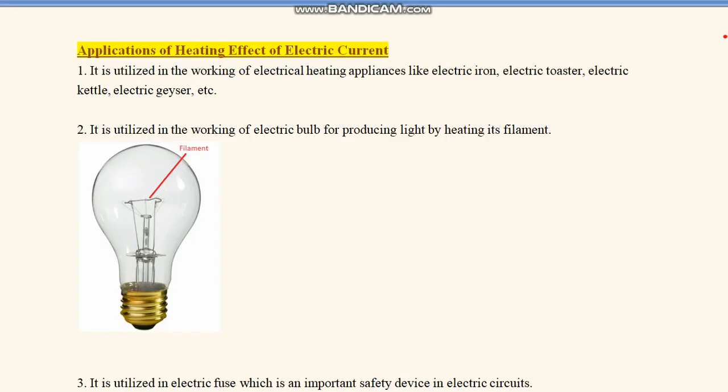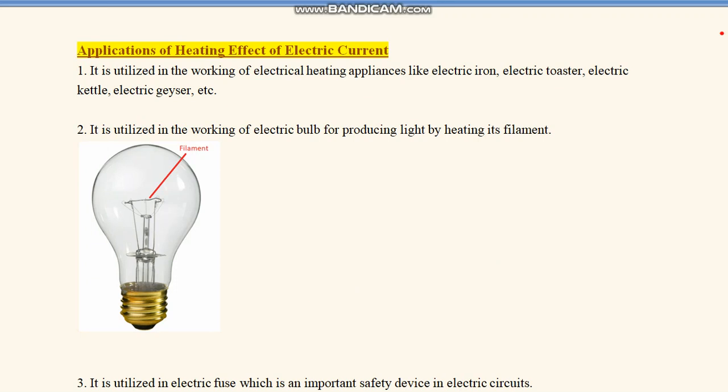Next, let us discuss some very useful applications of heating effect of electric current. The first application is that it is used in electrical heating appliances like iron, toaster, etc. We've already discussed these appliances earlier, that the element of these appliances is made of nichrome, which has higher resistivity, hence it produces more heat when current is passed through the element.